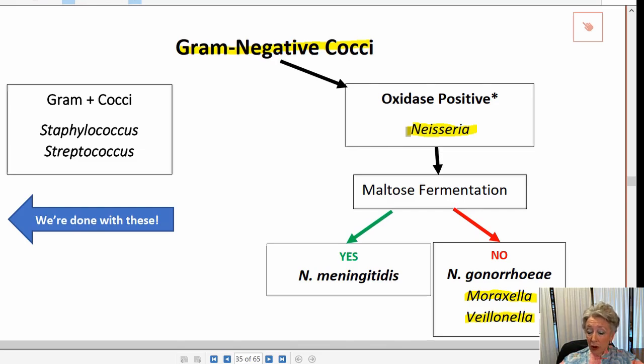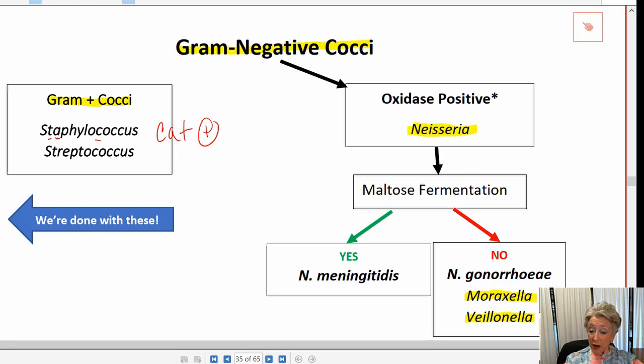Now, if you recall, as we were talking about the gram-positive cocci, I said to you that the first test that you want to order is going to be a catalase test, that Staphylococcus is going to be catalase positive. And notice the little memory tool here. I can spell cat out of Staphylococcus. I can't spell cat out of Streptococcus. So Staphylococcus is my catalase positive, Streptococcus is my catalase negative.